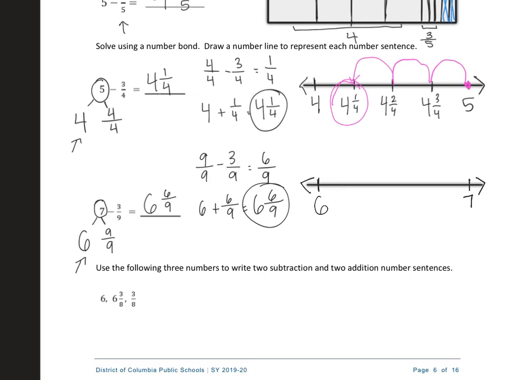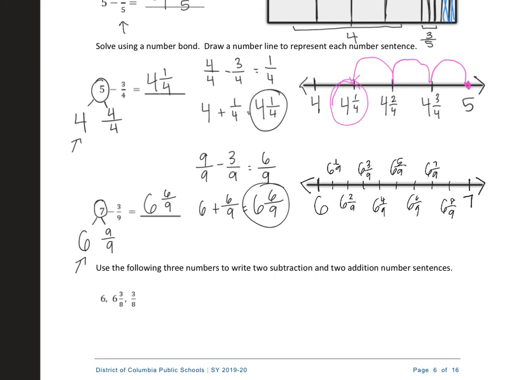All right. 9 is my denominator, so I'm going to divide this into ninths. So I'm going to have 6 and 1/9, 2/9, 3/9, 4/9, 5/9, 6/9, 7/9, and 8/9. All right, now these are really hard to label, so I'm going to use the top and the bottom to try and help me space it out. So this is 6 and 1/9, 6 and 2/9, 6 and 3/9. All right. And we have 6 and 8/9 because we know 6 and 9/9 is 7 wholes.